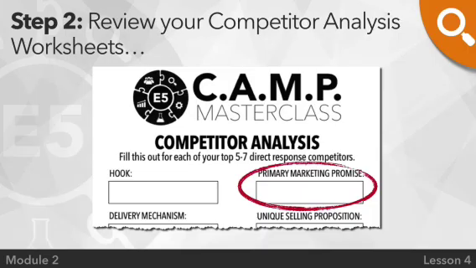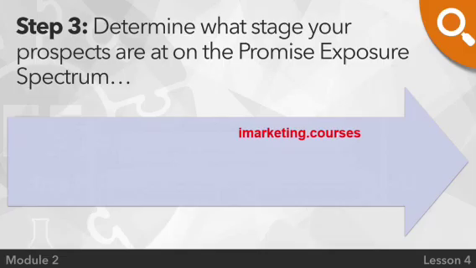Now, based on an understanding of what your promise is going to be, and the promises that have been presented by your top 5 to 7 direct response competitors, or whatever you examined for your marketplace in Module 1, you then want to determine what stage your prospects are at on the promise exposure spectrum. Now, there are 5 stages of this spectrum. I want to quickly walk you through each of the 5 stages so that you understand what's going on in your marketplace, what's going on at each stage, so that you can very quickly and very easily determine which is the stage of your prospects.